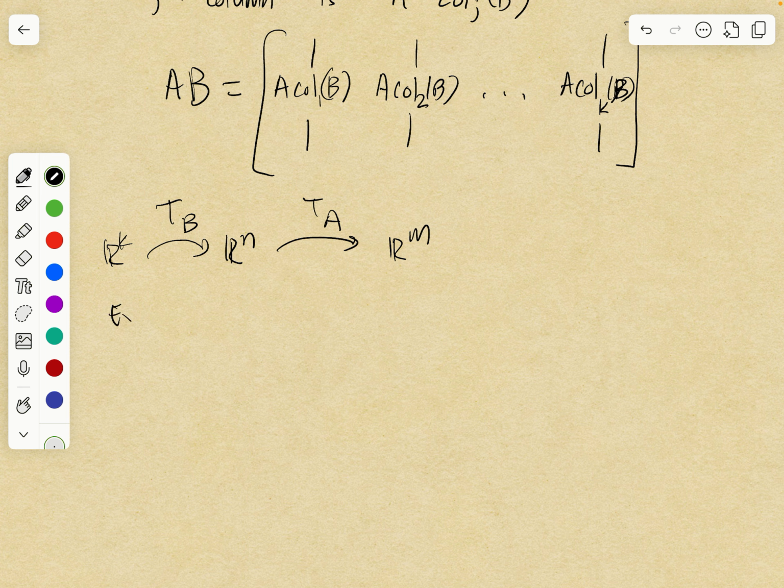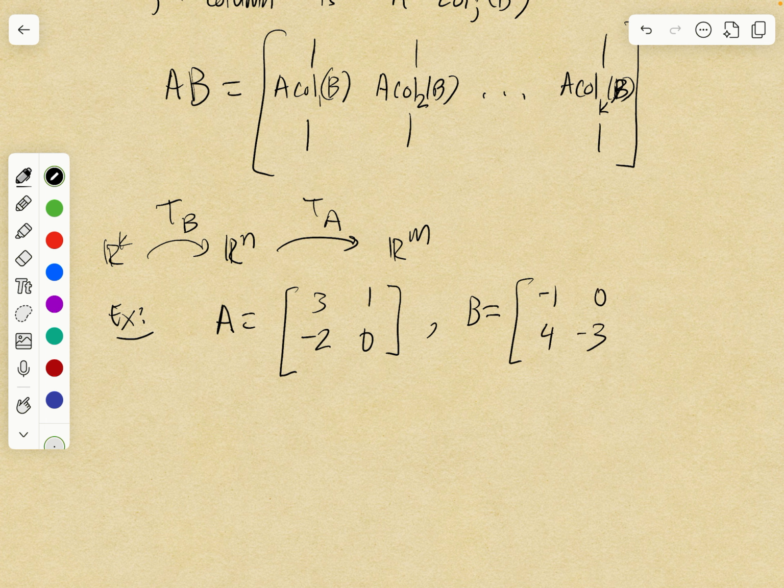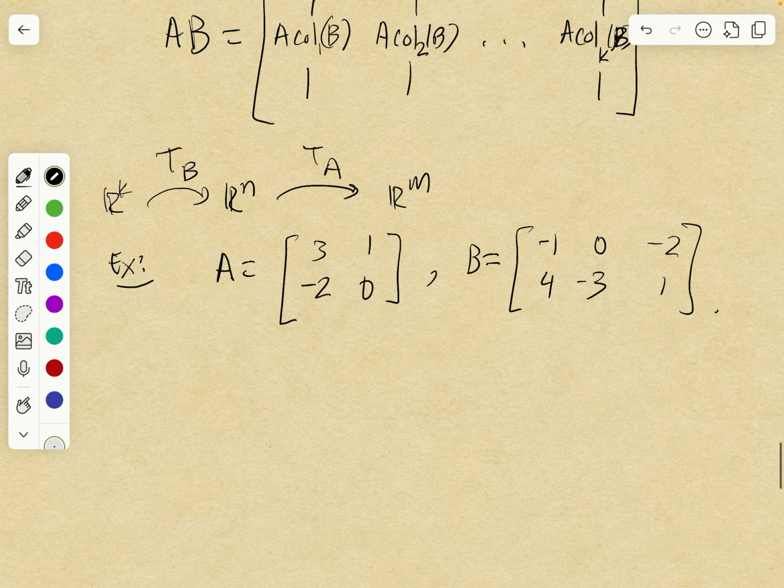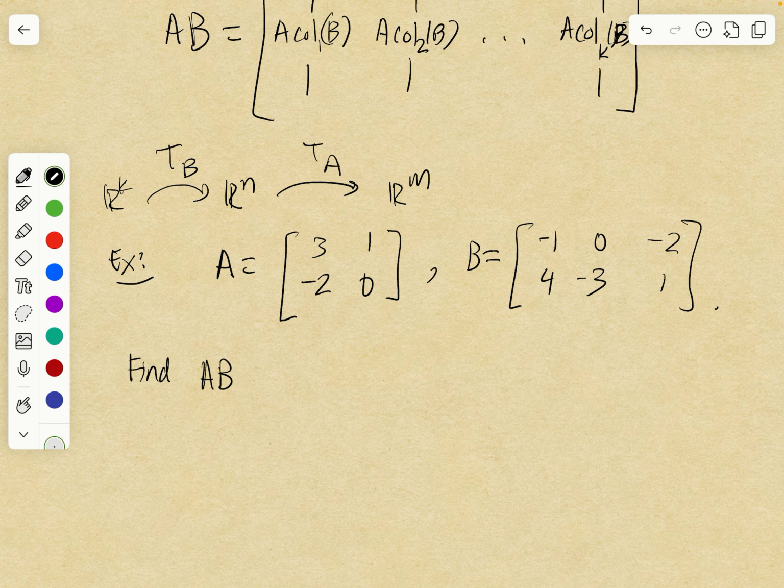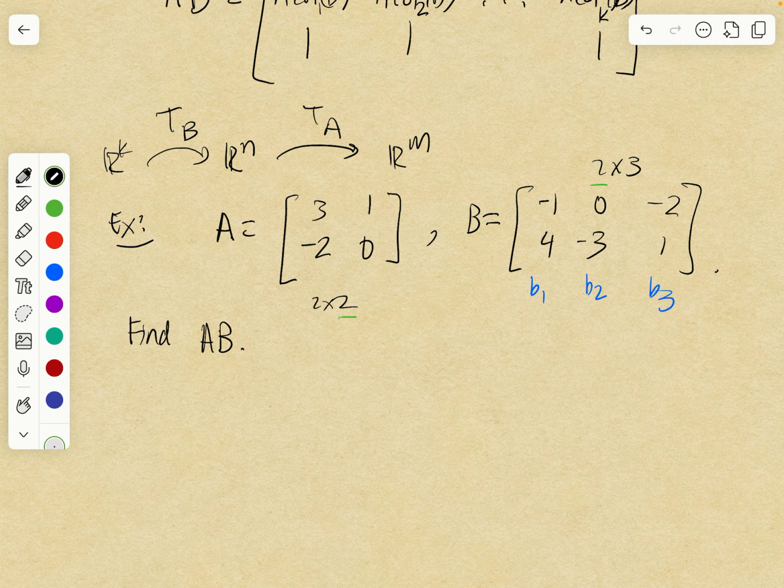So let's do an example. Let A be 3, -2, 1, 0, and B be -1, 4, 0, -3, -2, 1. Find AB. Let's call the first column of B, B1, the second column of B, B2, and the third column of B, B3. A is a 2 by 2 matrix, B is a 2 by 3 matrix, and notice that the numbers 2 and 2 match up. So we do get a matrix AB, and the first column is A times the first column of B. So it's just A times B1.